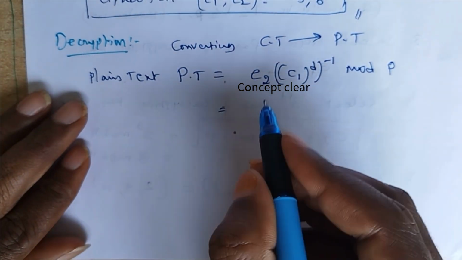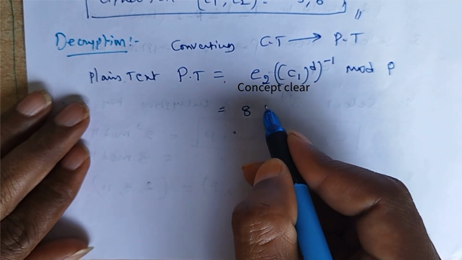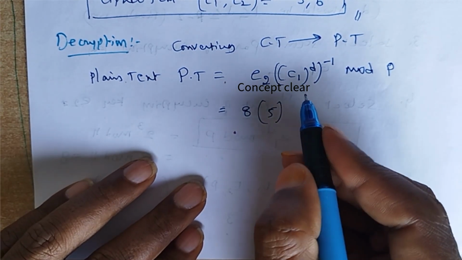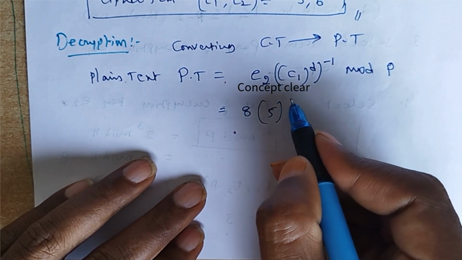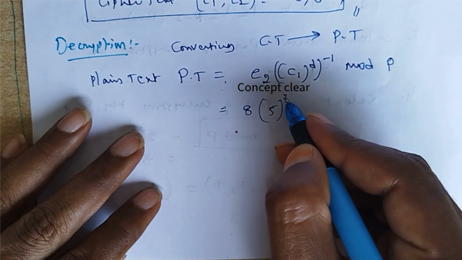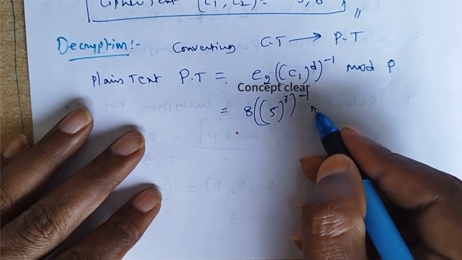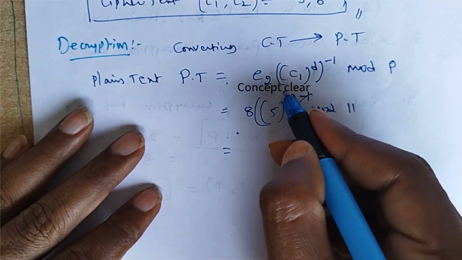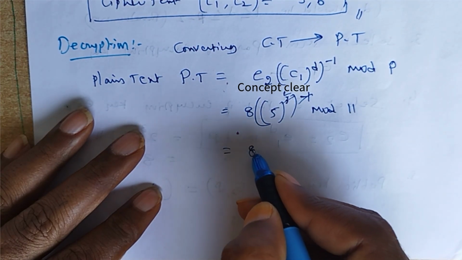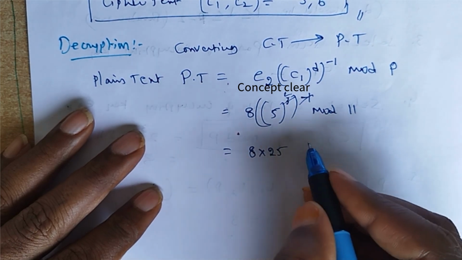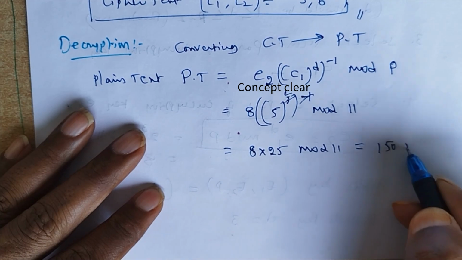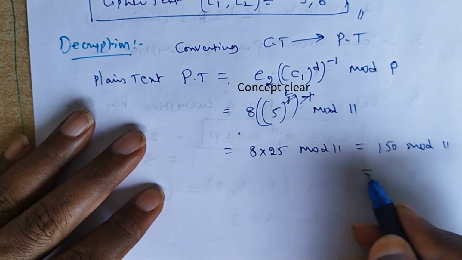Here, what is the value? E2 value is 8, multiplied by the C1 value. What is the C1 value? 5 power D, where D value is 3. Check here, D value is 3. So 5 power 3, whole inverse, mod 11. If you calculate this, it gives 8 into 25 mod 11. So 150 mod 11 equals 7.